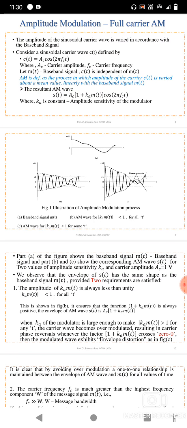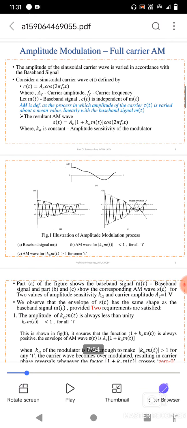Then, what is amplitude modulation? The amplitude of the sinusoidal carrier wave is varied with the baseband signal. That is, when the amplitude of the sinusoidal carrier signal changes using the baseband signal, we call it amplitude modulation.